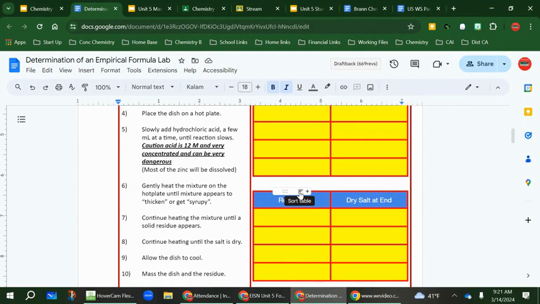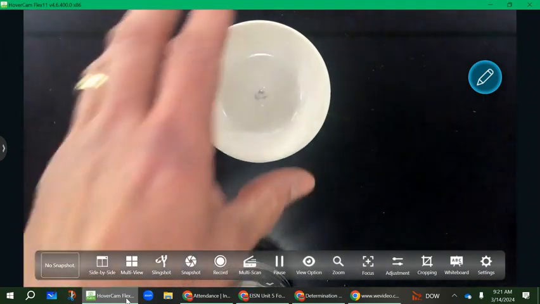Okay? Now, I am starting to get to the point where I have very little zinc in the bottom, but there's still some. So again, this would be on your hot plate.